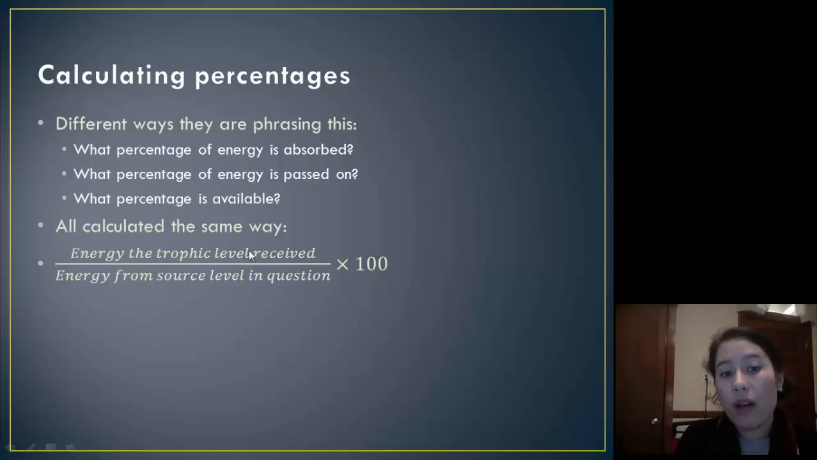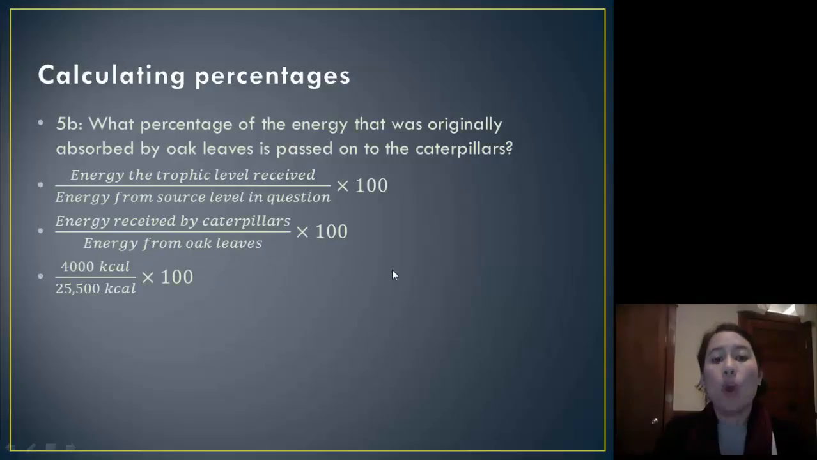In the numerator of your fraction, we're going to have the energy that the trophic level in the question received. And then in the denominator, we'll get the energy from the source level that it's talking about, and then we multiply it by 100 for the percentage. Let me show you what that means. So I'm using question 5b in the packet as an example, and it asks, what percentage of the energy that was originally absorbed by oak leaves is passed on to the caterpillars?